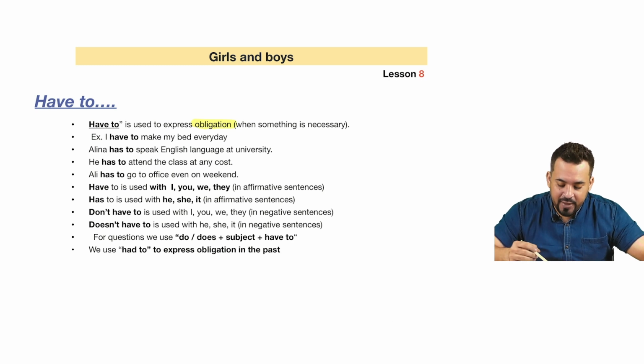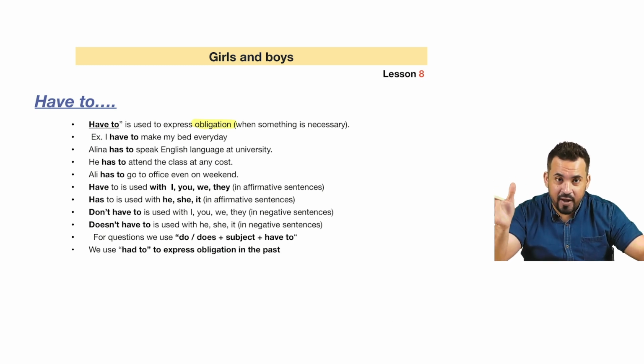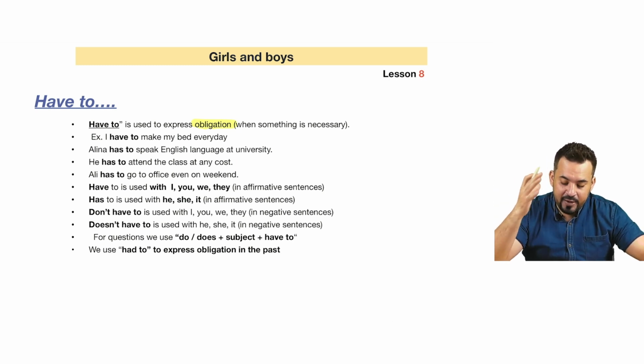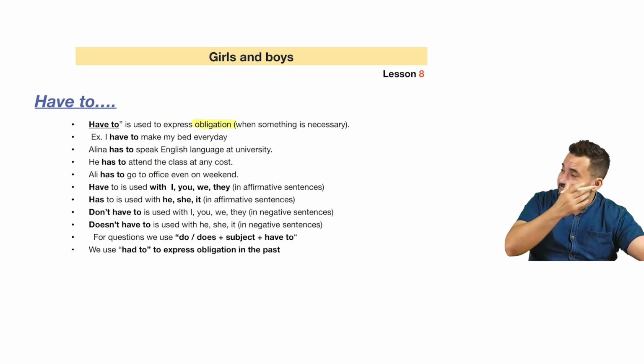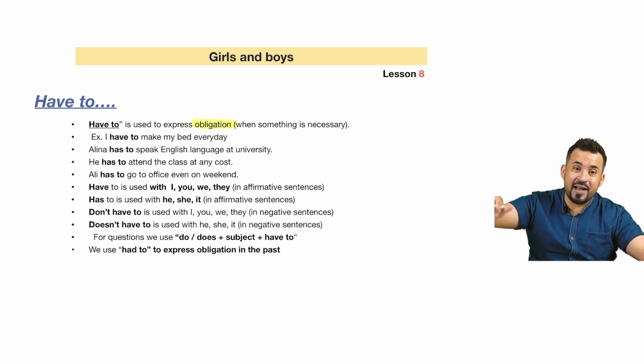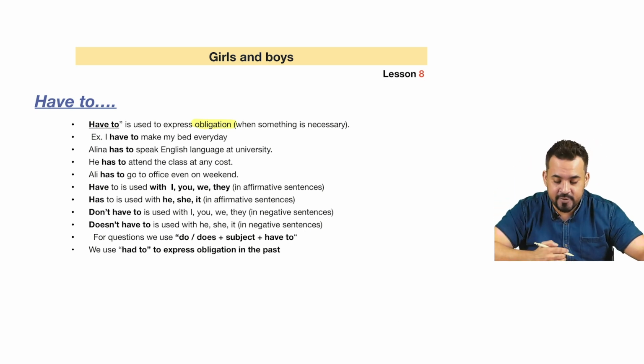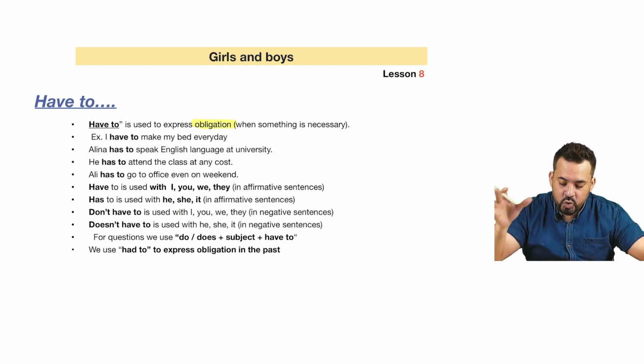Let's take a look. I have to make my bed every day. Alina has to speak English at university. He has to attend the class at any cost. At any cost here means it doesn't matter what, he's got to attend that class. Ali has to go to the office even on the weekend.